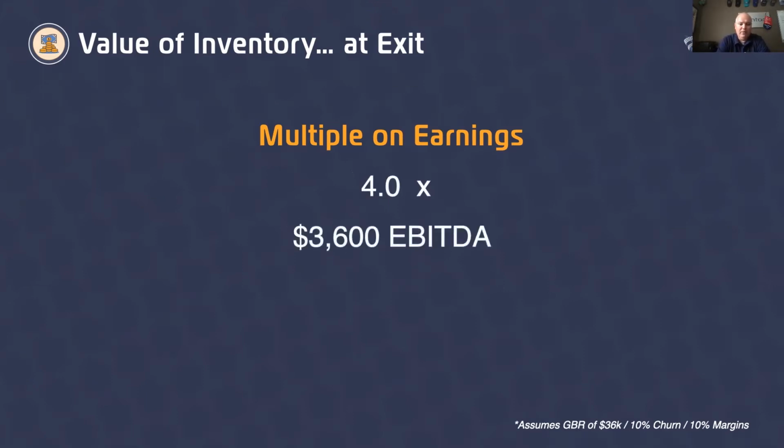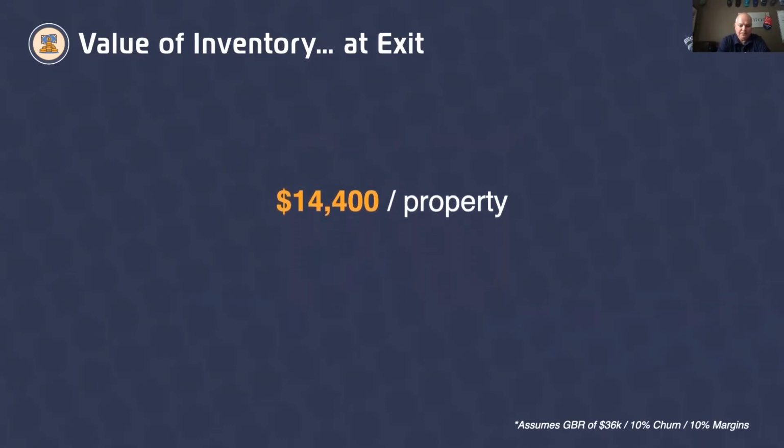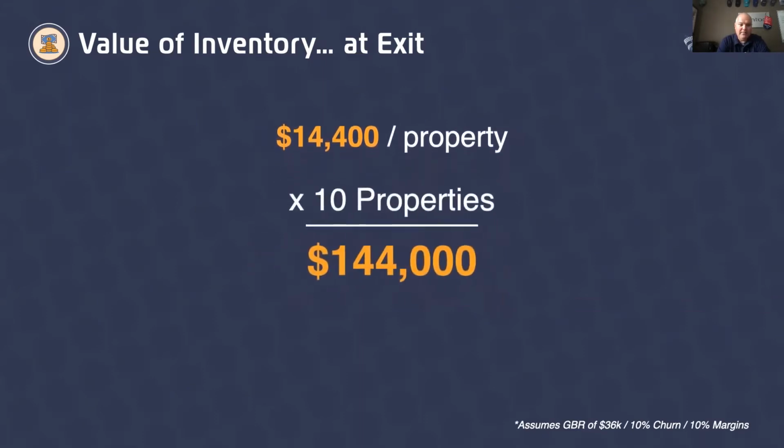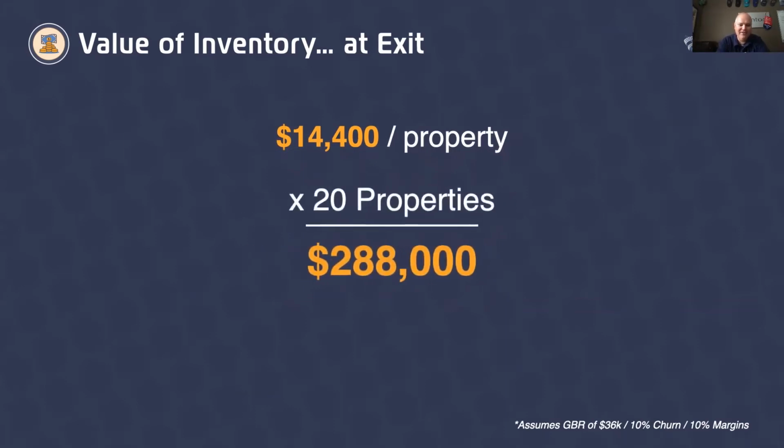So remember from before, we had $3,600 in EBITDA from that property. You multiply that times 4, you're going to get a value of $14,400 for every single new property you add. So if you go out there and add one new property this year and you keep it and you go to sell, you'll get an extra $14K at settlement. Let's say you go out there and grow 10 properties this year. You're going to get an extra $144,000 at exit. If you add 20 properties, you're going to get an extra $288,000 at exit.